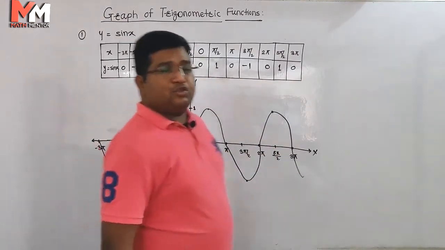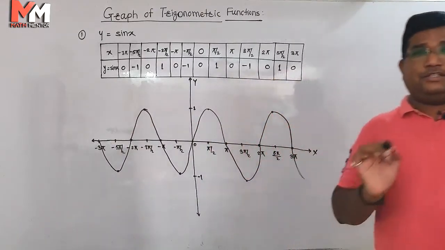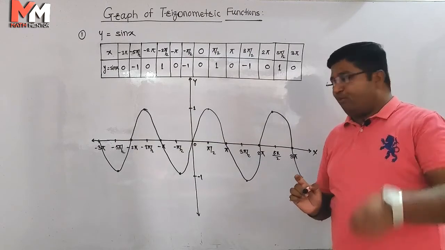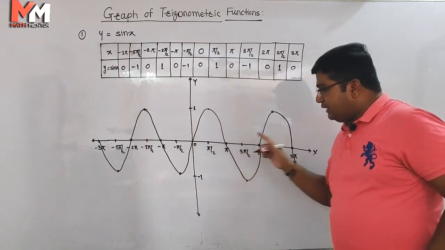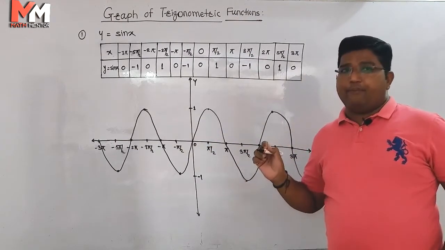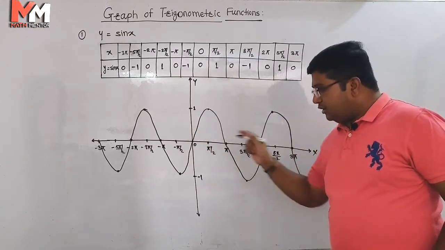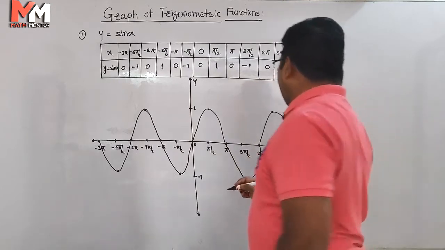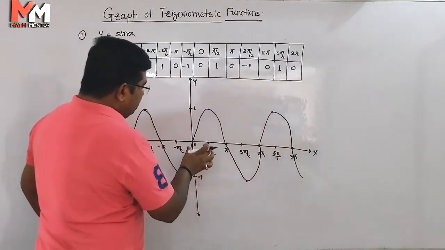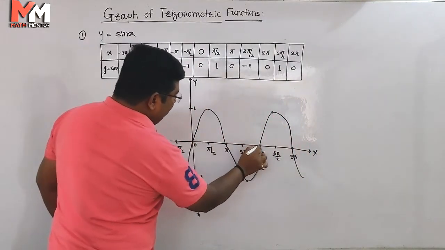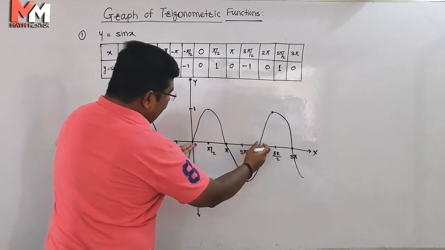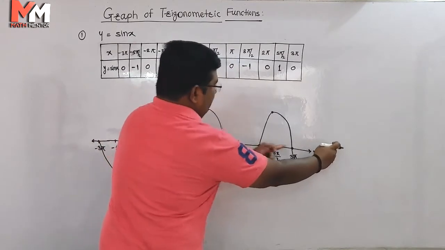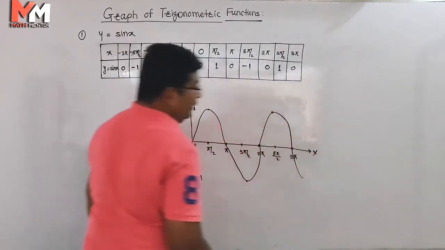Some points should be remembered for the graph of y is equal to sin x. This curve is passing through the origin. This is an important point. And this curve is a continuous curve. Continuous means without any gap, without any break. And most important, this curve is repeated within the interval 2 pi. So after this 2 pi interval, the same thing will repeat, the same. So it is repeated within the interval 2 pi.